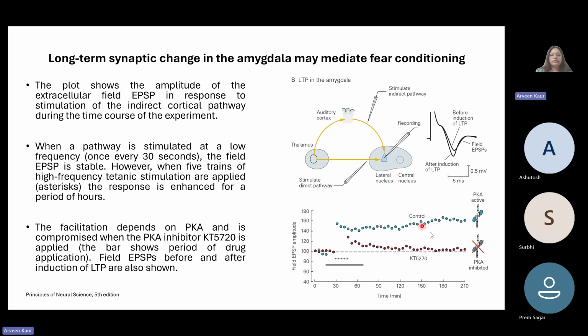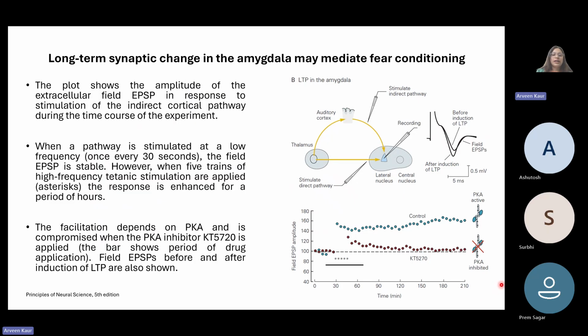So that is what you can see over here. Then if you look at this plot, it shows the amplitude of extracellular field potential, extracellular field EPSP, in response to stimulation of the indirect pathway as well as the cortical pathway during the time course of the experiment, that is on this x-axis, right?